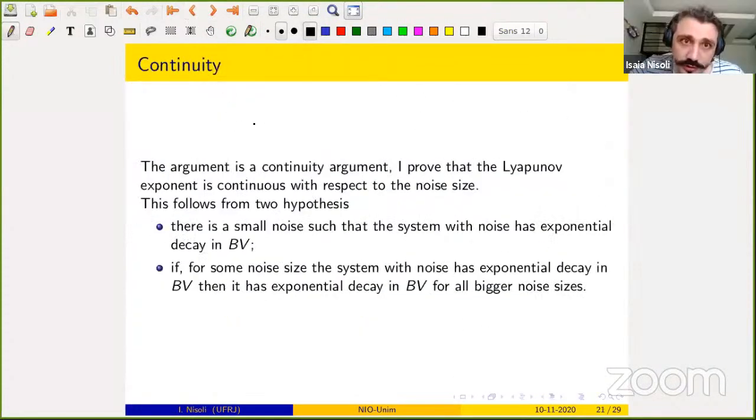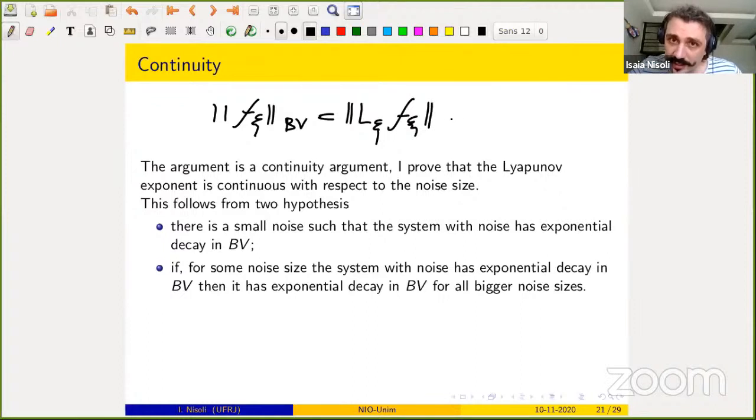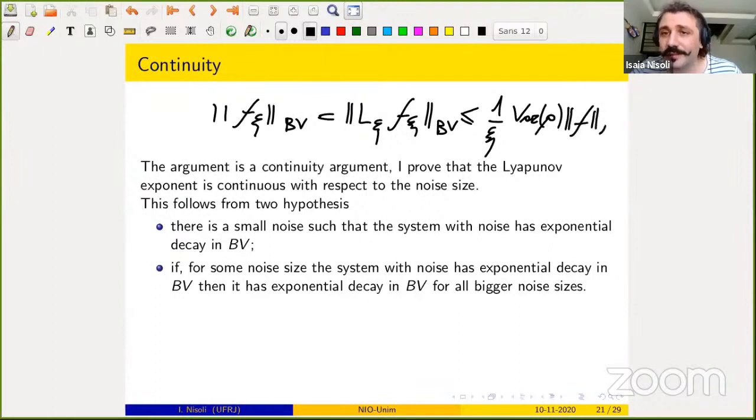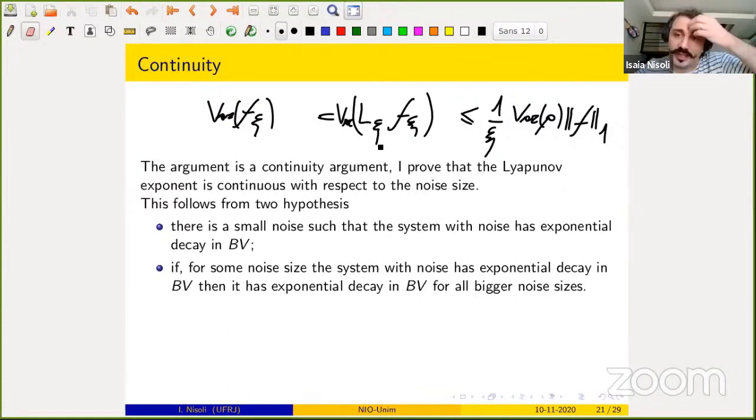Because you have the norm in BV, which, if it is a fixed point, is the same as this one, and then we prove that the operator is contracting, okay. Is bounded from L1 to BV. So when this xi goes to zero, then the variation goes to zero. And so if you have a function which is in BV and it has zero variation and density one, it is uniform. It's Lebesgue. Okay.